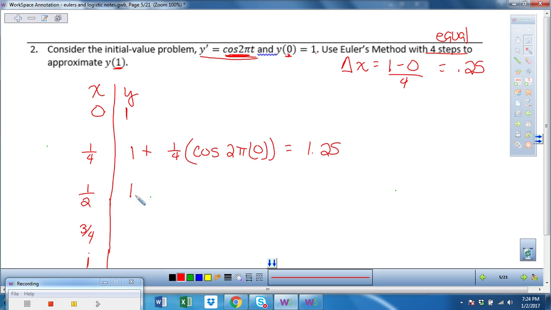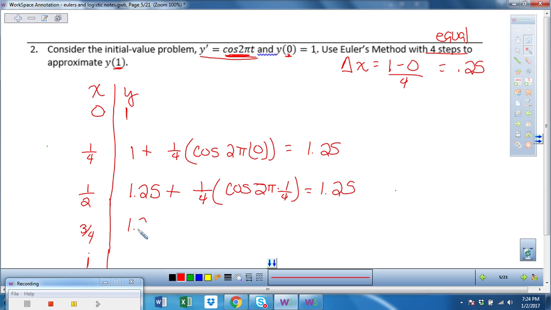So I do my next value. I take my previous y, my delta x, times the cosine of my previous x value, which would be 2 pi times a fourth. And 2 times a fourth is 1/2, so that's pi over 2. The cosine of pi over 2 is 0, so it's going to be 1.25.